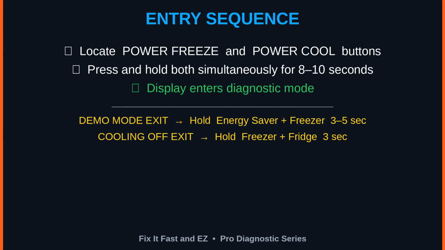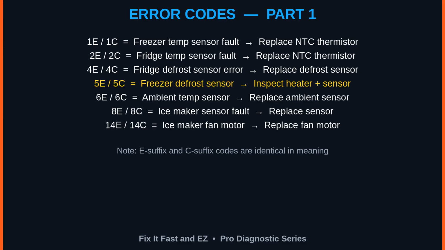If the unit shows 88 88, it's in demo mode. Hold Energy Saver plus Freezer for 3 to 5 seconds to exit. If you see OFF OFF, hold Freezer plus Fridge for 3 seconds.